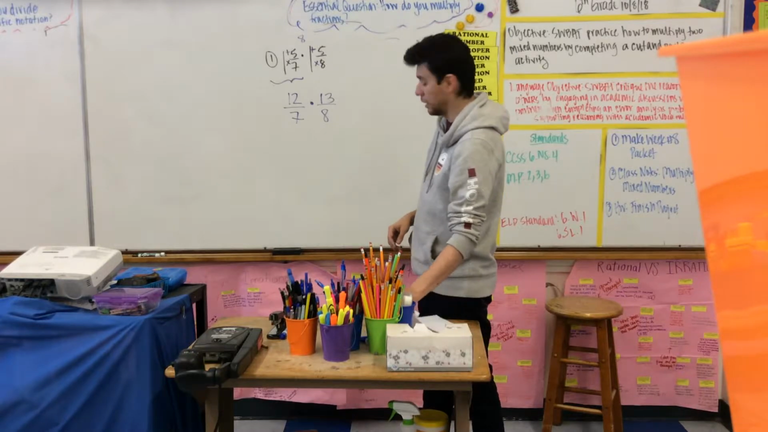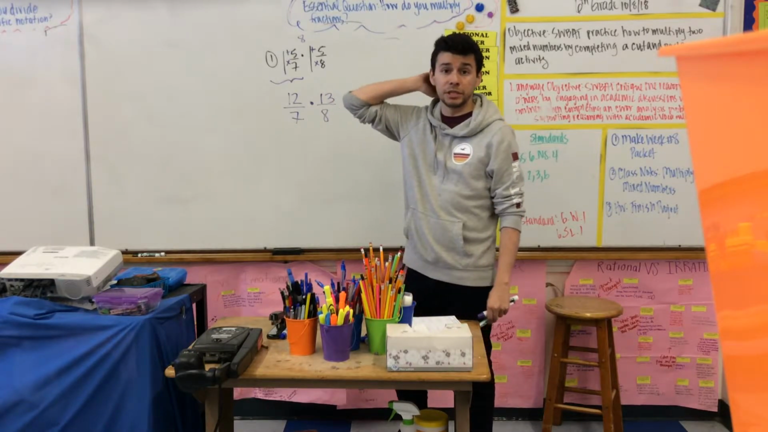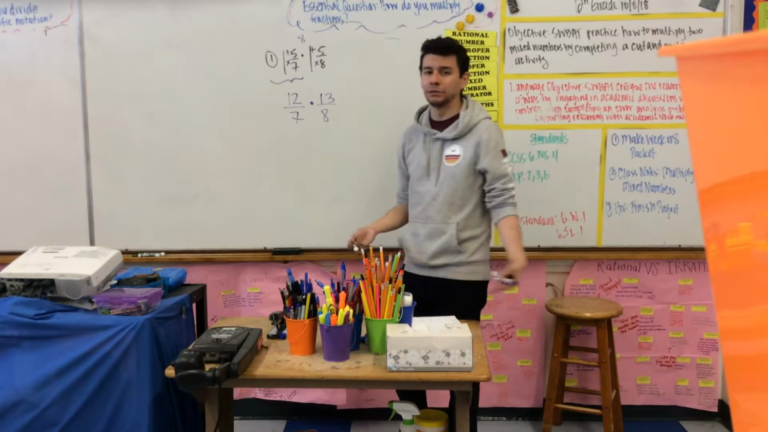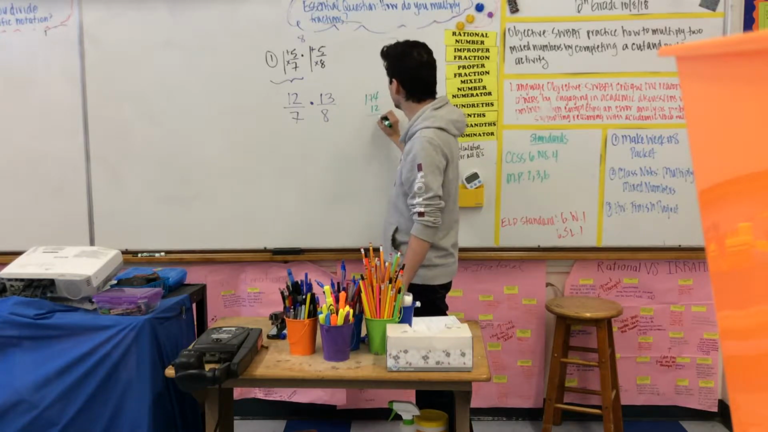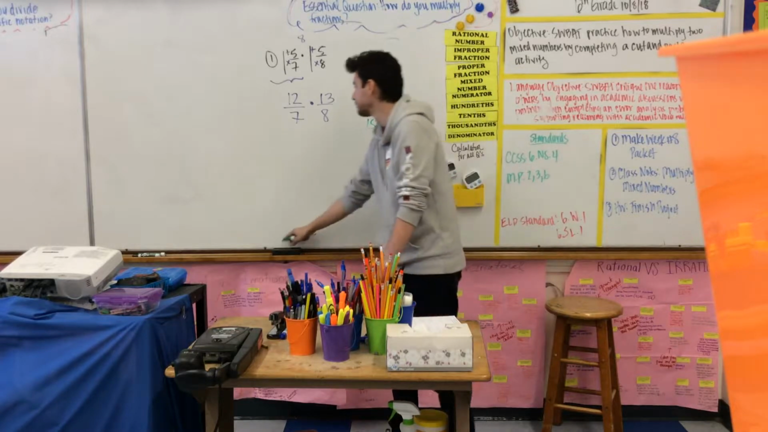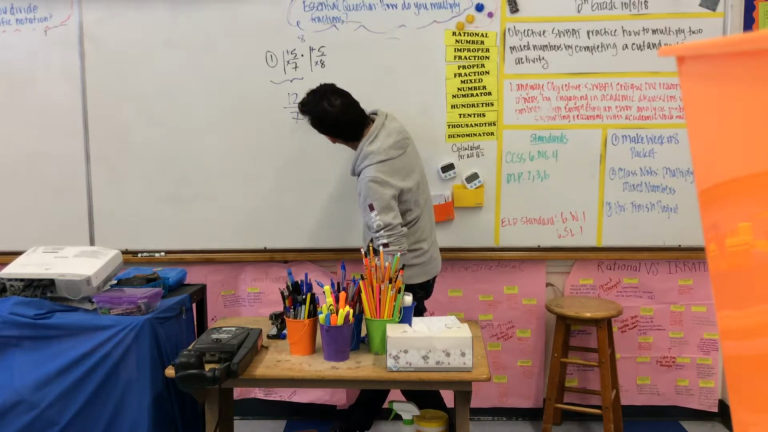Where's my green marker? I like using numerator times numerator, denominator times denominator. 12 times 13, I have no idea what that is. I do know. Here, I can prove it. 144 plus 12, 156. You see that? But I don't want to use that. I'm going to use the x.